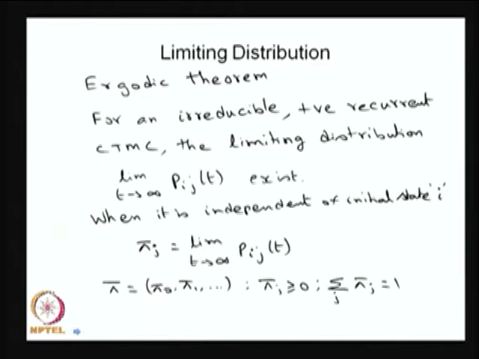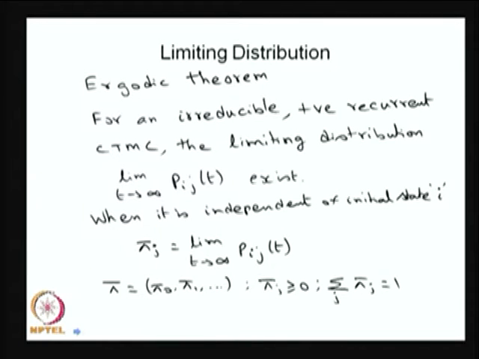Since all the states communicate with all other states, if one is of a particular type, say positive recurrent, then all the other states are going to be positive recurrent. If one is null recurrent, then all the other states are also going to be null recurrent. So here I am making the assumption that the CTMC is irreducible as well as all the states are positive recurrent.